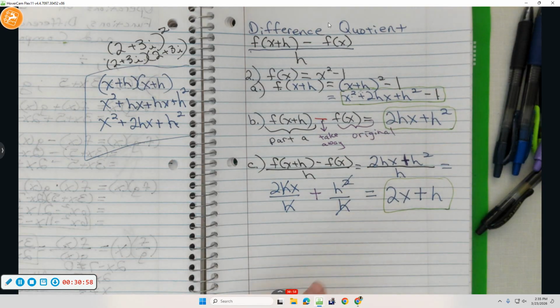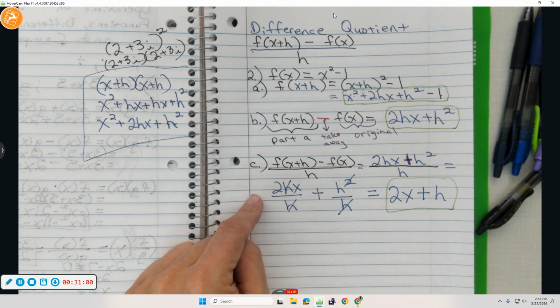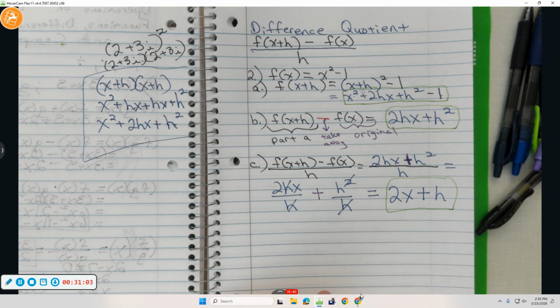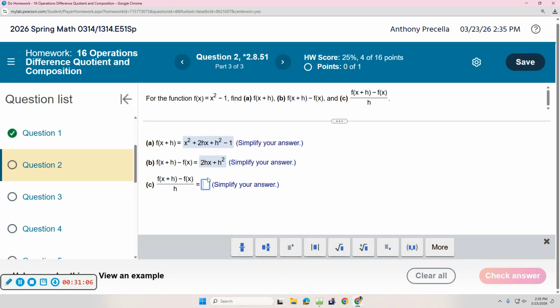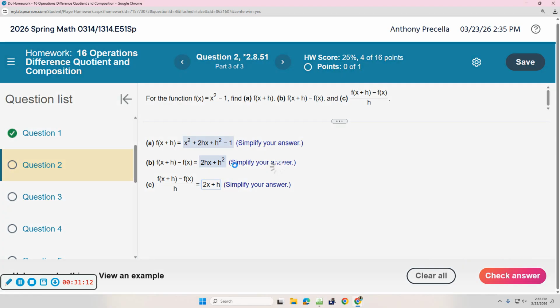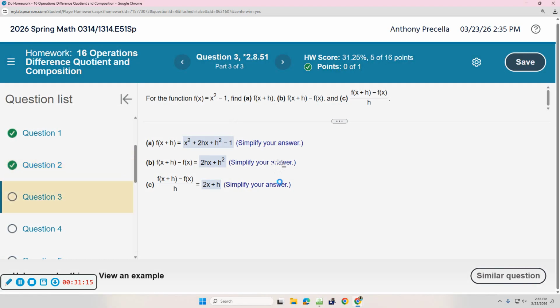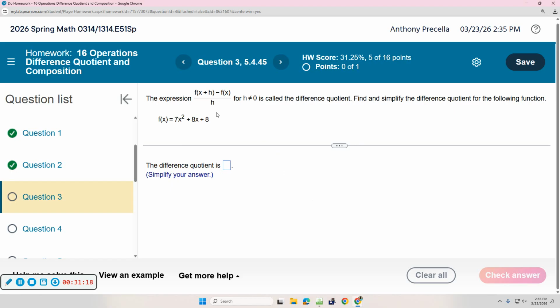For problem 3, I'm still going to go through these 3 steps here. And that is 2x plus h. Number 3. I want us to find the difference quotient. We're not going to be typing in those other 2 answers, f of x plus h and f of x plus h minus f of x. All we're going to be typing in is that final answer. Let me write this problem down. Number 3.